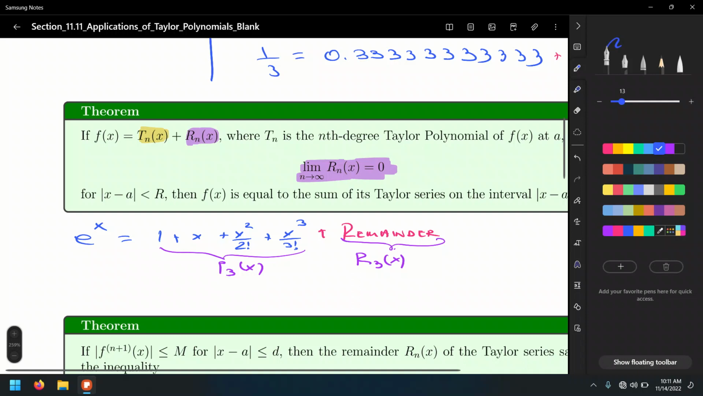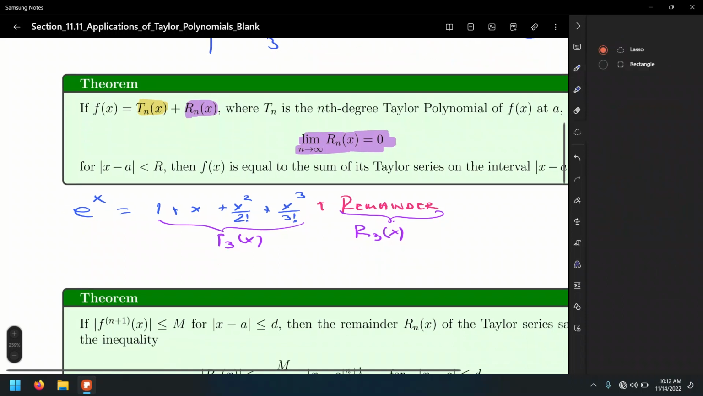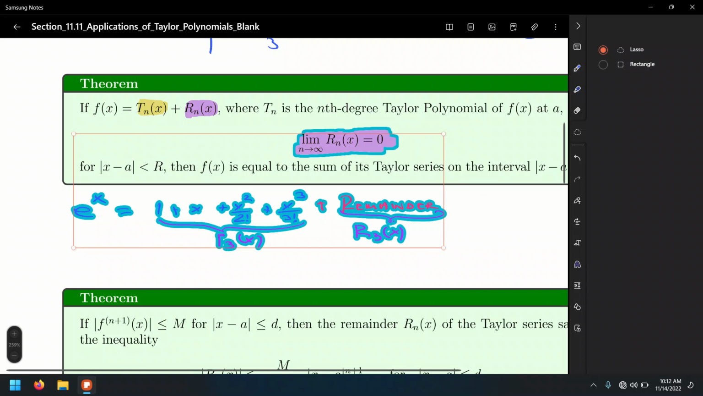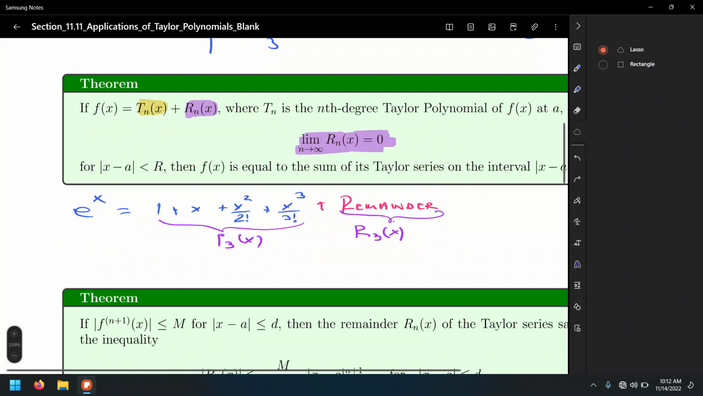Likewise, if we want to come up with a better approximation here, let me make this a little smaller.